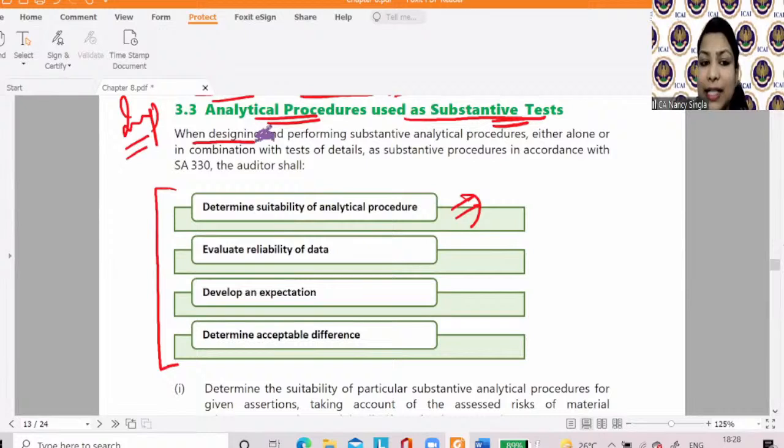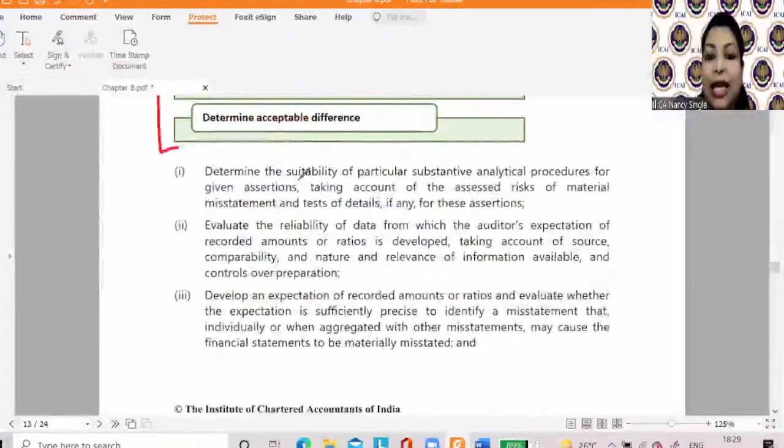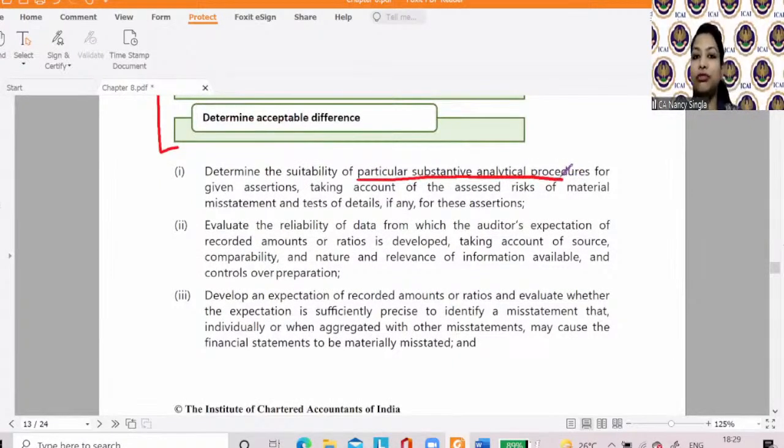When designing and performing substantive analytical procedures, either alone or in combination with tests of details, the auditor will decide which particular substantive analytical procedure he needs to perform and which of the techniques he needs to apply, which we have just done. Substantive analytical procedure करना है, that has been confirmed.